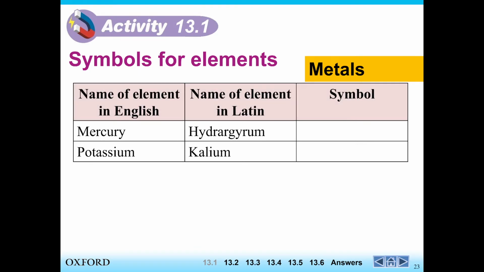And then the last two. Mercury has a very interesting Latin name, sounds like a Pokemon, hydrargyrum. I don't know if I'm pronouncing it right. The symbol for this is Hg. For potassium, the Latin name is kalium. This is just K.